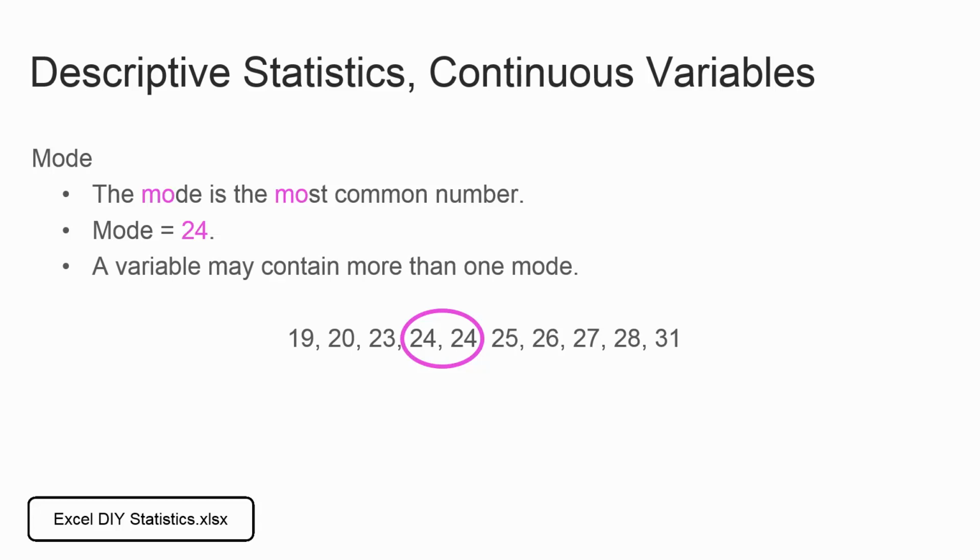A variable can have more than one mode. Consider this slightly different data set, where there are 2 24s and 2 31s. This variable has 2 modes, 24 and 31.